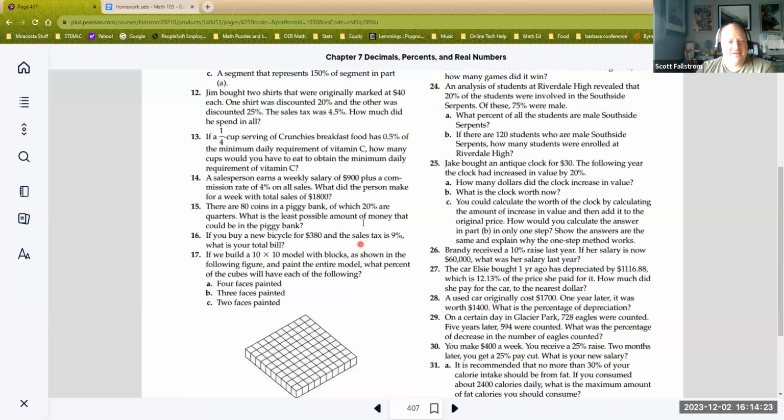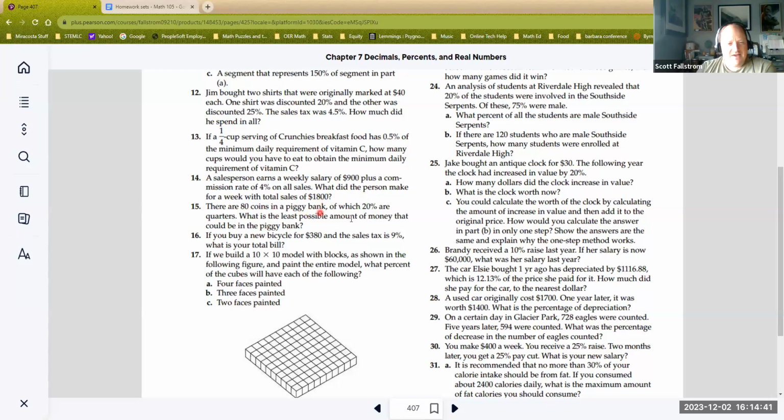So let's see here. Salesperson earns a salary of $900 plus a commission rate of 4% on all sales. What did the person make for a week that had sales of $1,800? Well, you get 4% on all sales, so 4% of this, and they earn $900 on top of it.